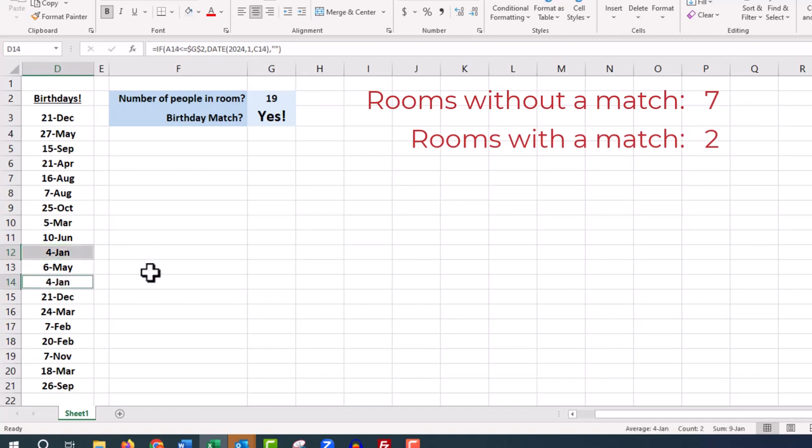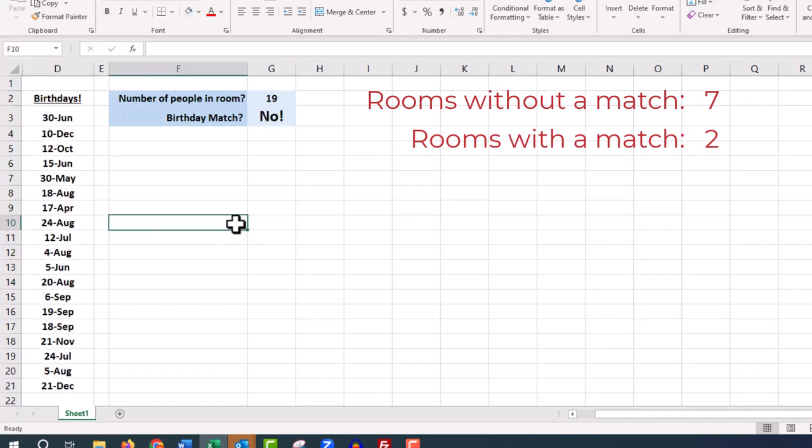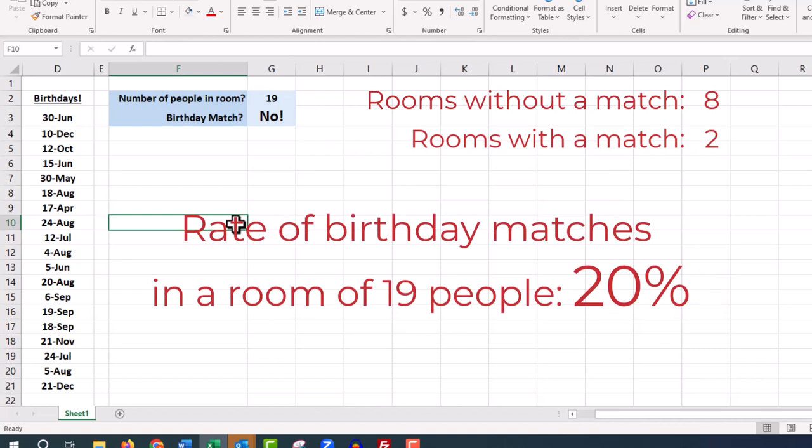So far, if I'm keeping track, we've had 2 matches and 7 without. Let's do one more. Okay, so that's 2 rooms of 19 people with matches and 8 rooms without matches, which means we have a rate of matching of 2 out of 10, which comes to a 20% rate. So in other words, based on these simple 10 trials, there's about a 20% rate that we should have at least one match somewhere within those 19 birthdays.